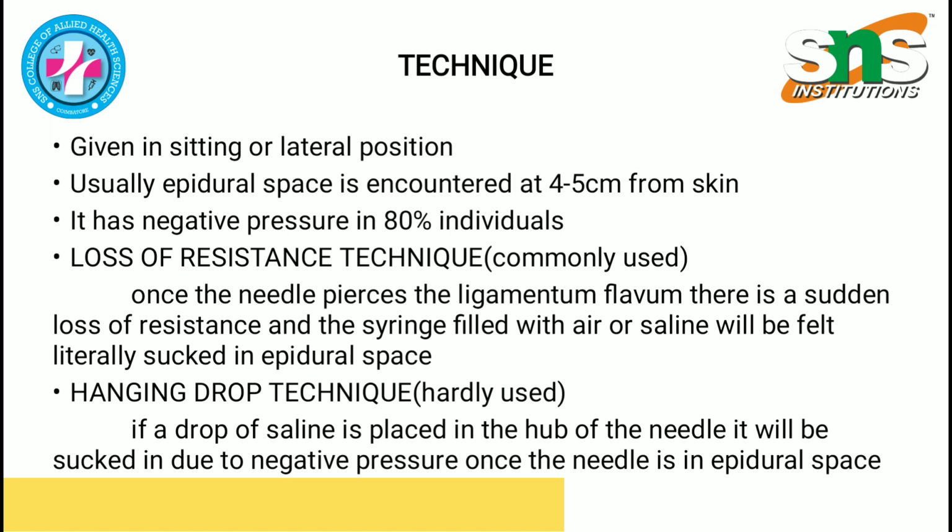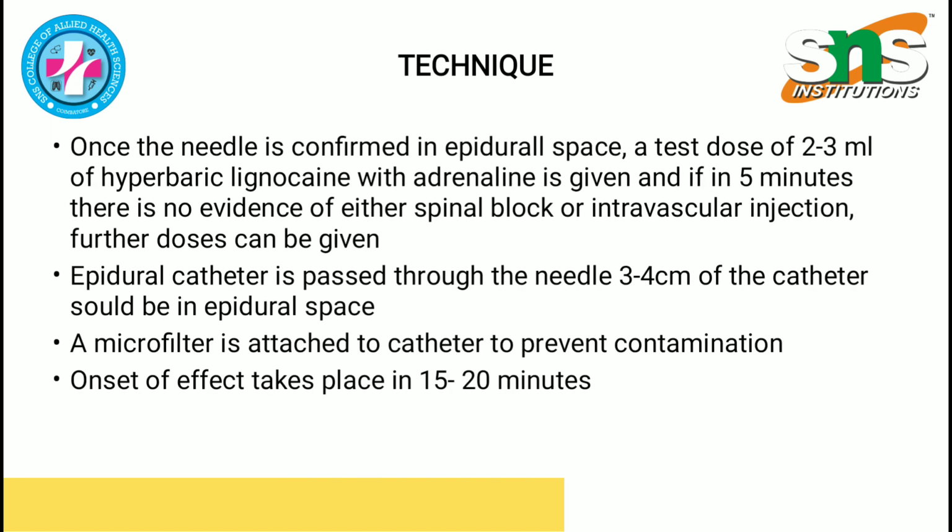Hanging drop technique. It is hardly used technique. If a drop of saline is placed in the hub of the needle, it will be sucked in due to negative pressure once the needle is in epidural space. Once the needle is confirmed in epidural space, a test dose of 2 to 3 ml of hyperbaric lignocaine with adrenaline is given. And if in 5 minutes there is no evidence of either spinal block or intravascular injection, further doses can be given. Epidural catheter is passed through the needle.